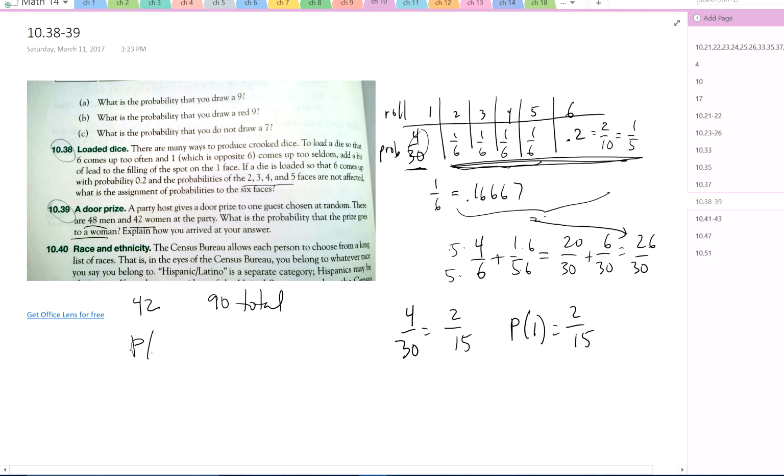So the probability that you randomly select a woman would be 42 women out of 90 total. Okay, which we could leave as a fraction, or we can just divide 42 by 90 and get 46.7%. Okay, and that's because we know there are 90 total people at the party. Alright, there you have it.